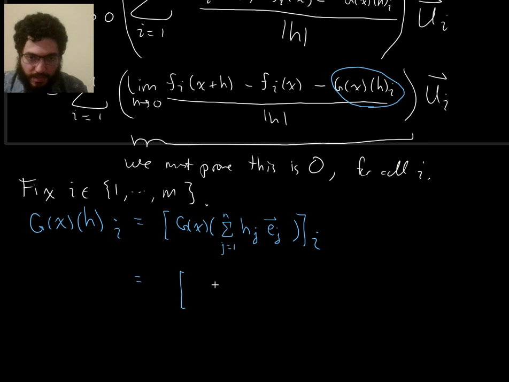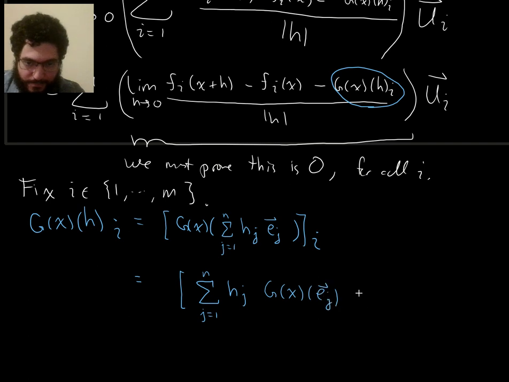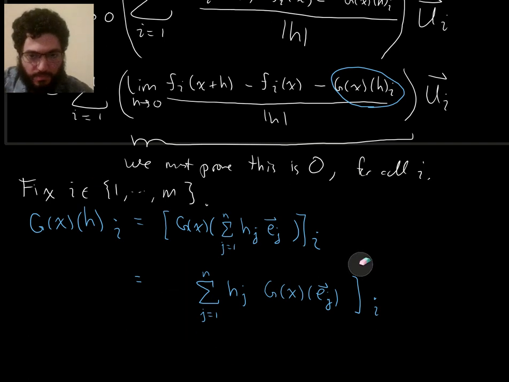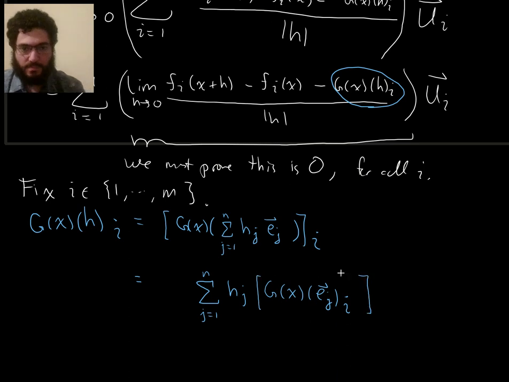Continuing to work with this, so g is linear, right? So that means I can pull out the h sub j here, inside the sum. And here I have g of x applied to e sub j, and I'm taking the ith component. So that's the same as if I took the ith component at this level, just by the definition of vector addition and scaling.